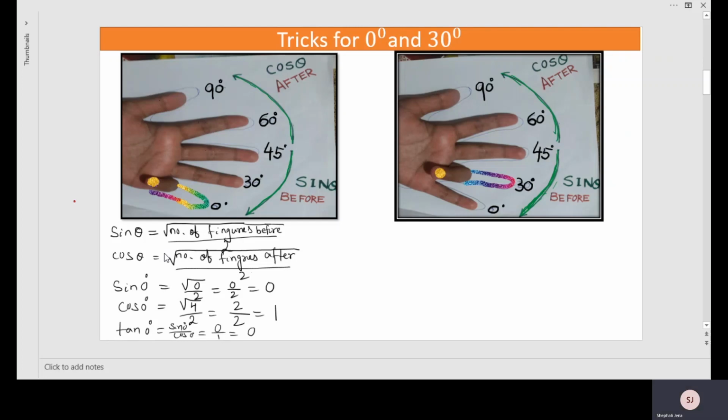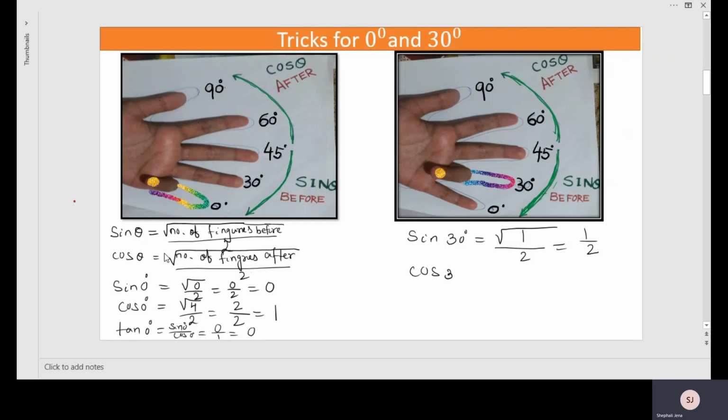Similarly, we should find sine 30 degree. Here on the ring finger, 30 degree is there. We have to find sine 30 degree. Before the ring finger, how many fingers are there? 1. So square root of 1 divided by 2. 2 is constant. So you take 1 divided by 2.